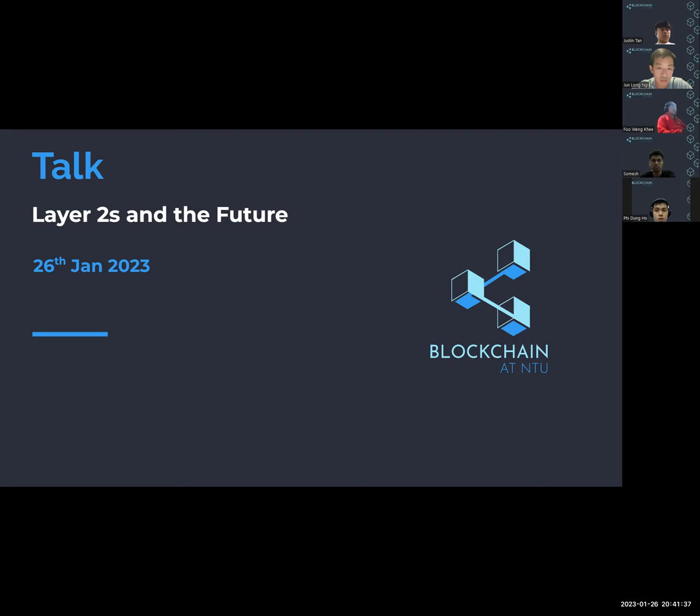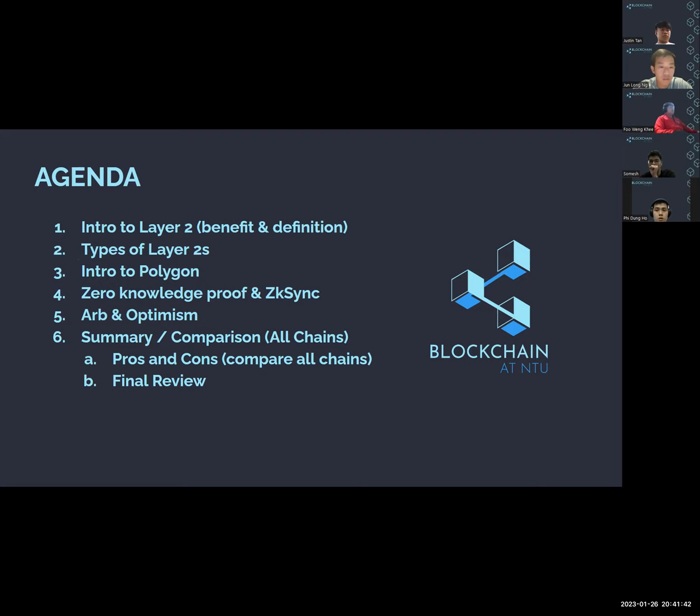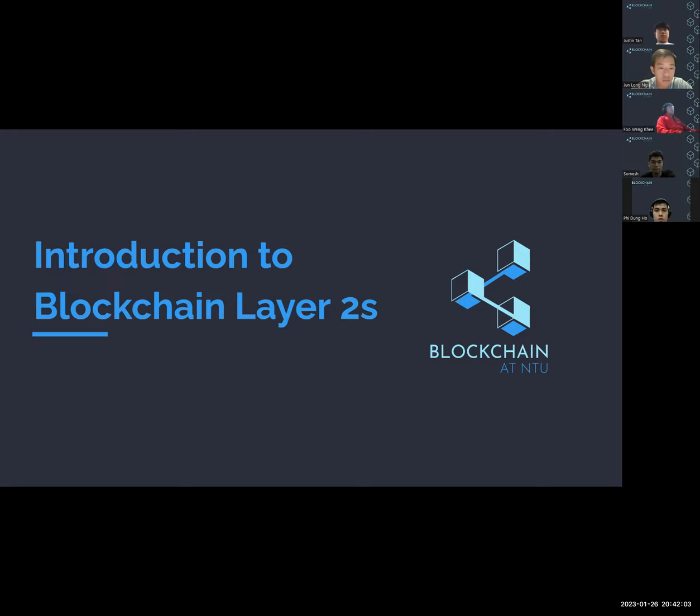So today we'll be looking into a selection of four layer two scaling solutions: Polygon, Arbitrum, Optimism, and ZK-Sync. In this presentation, we will be discussing the technical details of each solution, as well as how it compares with other layer two solutions. Okay, so without further ado, let's dive into the world of layer two scaling solutions and learn more about how they help to solve these scalability issues.